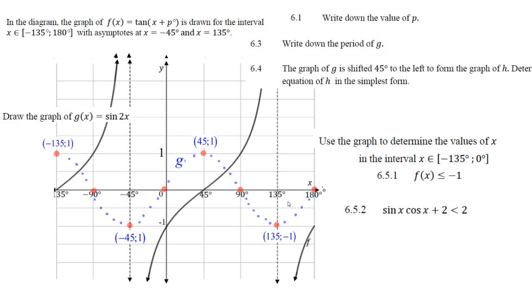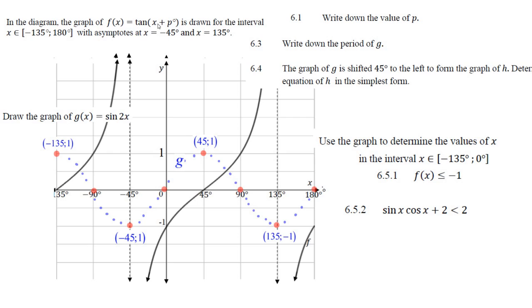Okay, let's try this graphing question here. It's got the graph of tangent. It says it's x plus p degrees. Well, here's the tangent wave that we might remember from grade 10. And it normally goes through 0. The tangent of 0 is 0, but it goes through 45. So that means it's shifted 45 degrees to the right.